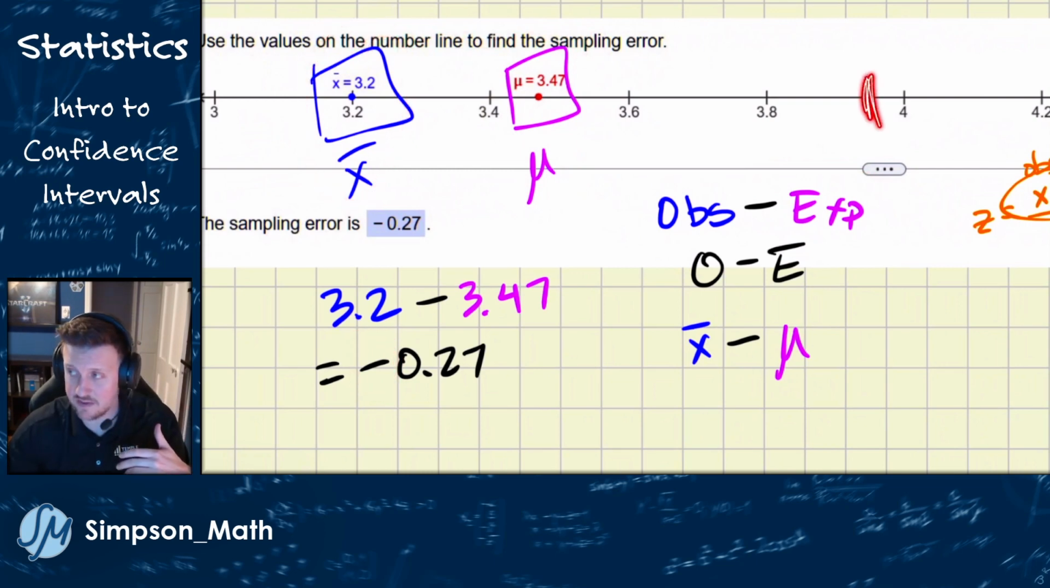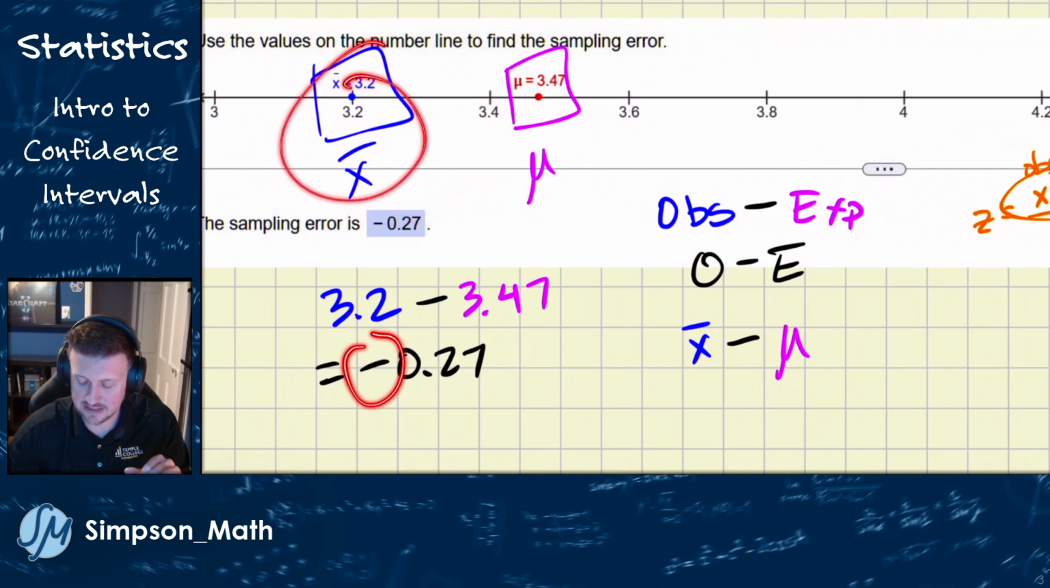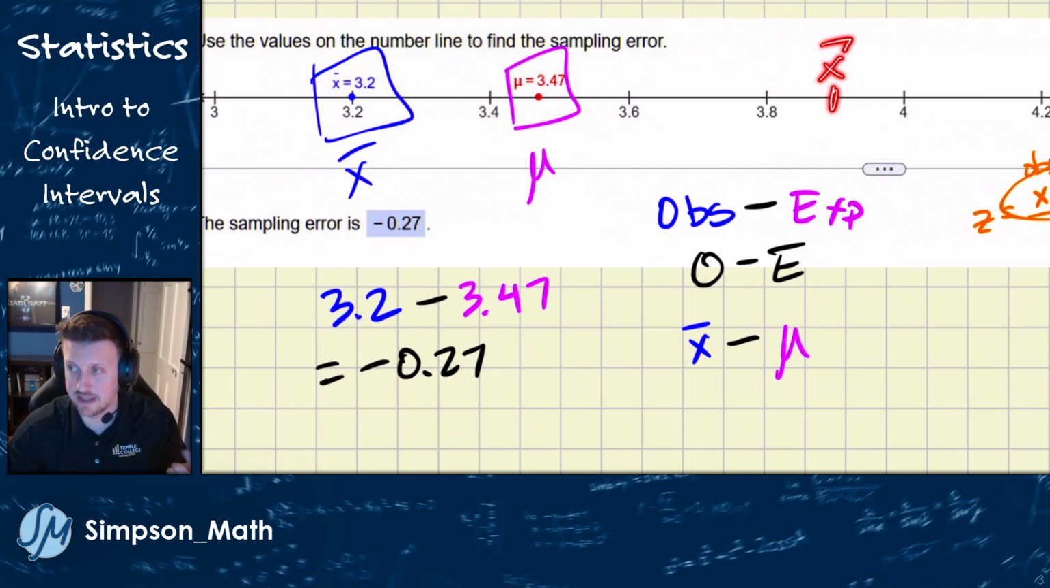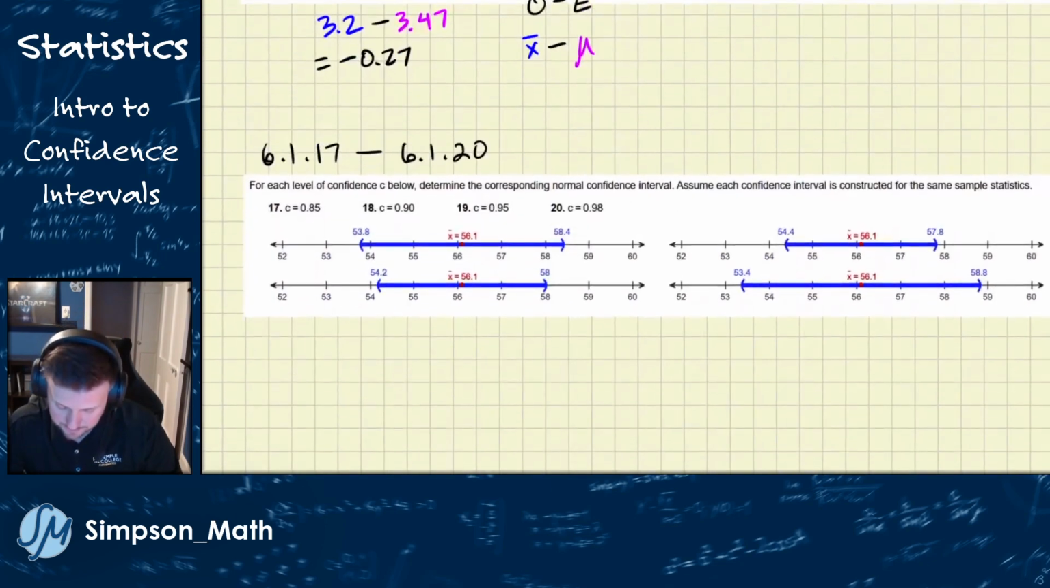If you got a positive number, that's because we ended up to the right of what we were expecting. So it's not always negative. If it's negative, that means it's less than it. If my x bar was like up here, then I would expect a positive sampling error. Obviously, we want our sampling error to be as small as possible, but this happens due to random chance.